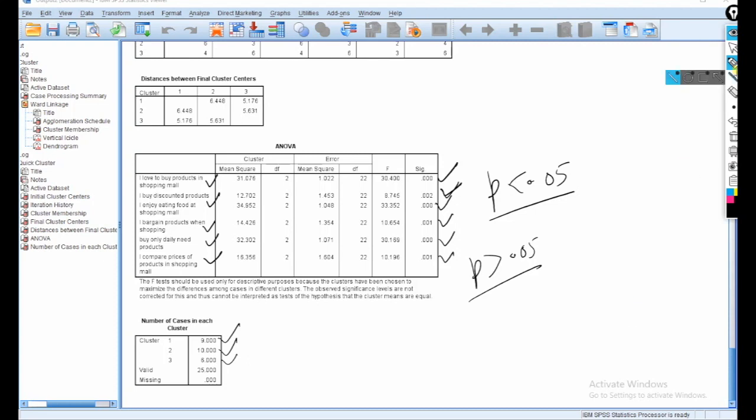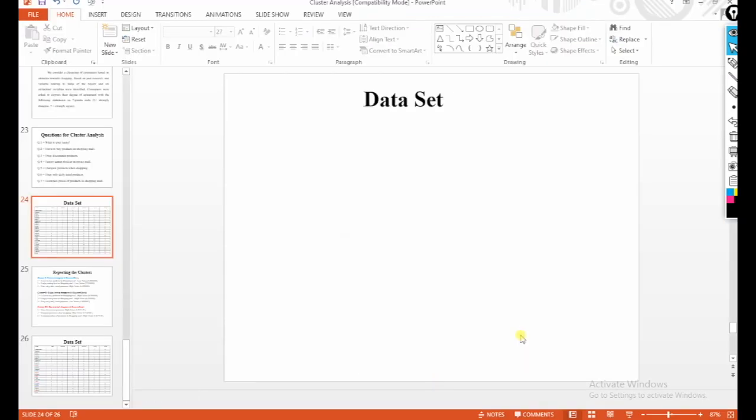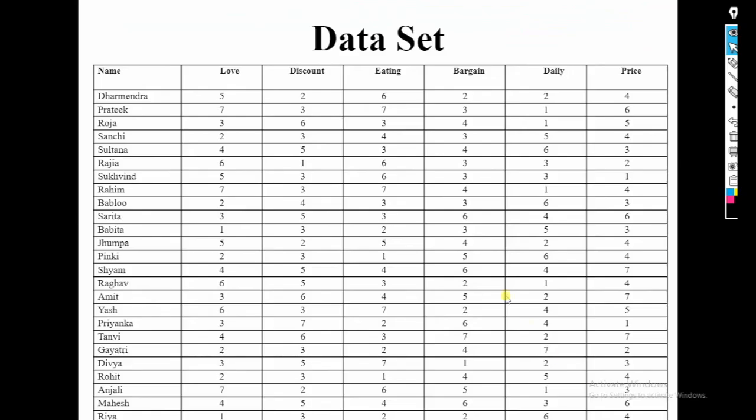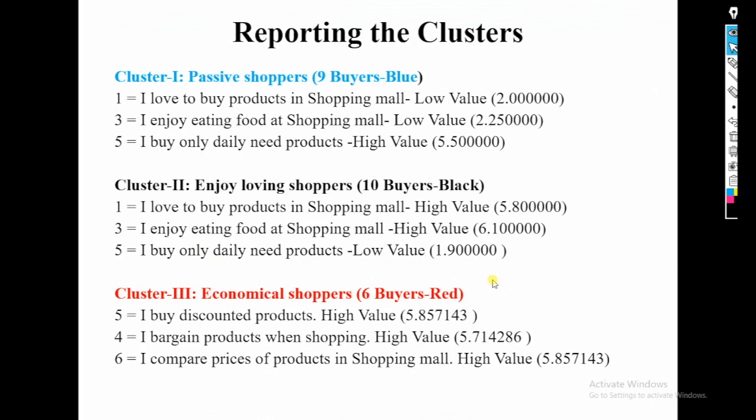So how do we present our result? We can see another slide. So this is my slide. Now we know the 9 buyers in cluster 1. They don't buy products in the shopping mall, meaning I love to buy products in the shopping mall, low value. I enjoy eating food at the shopping mall, low value. I buy only daily need products, high value. So we combine all 3 questions and give the name, and the 9 people we can say are passive shoppers.